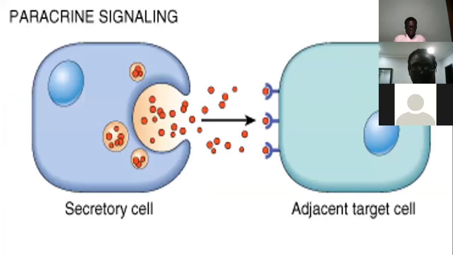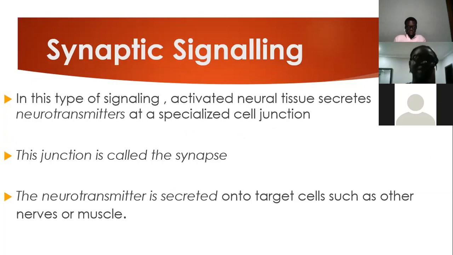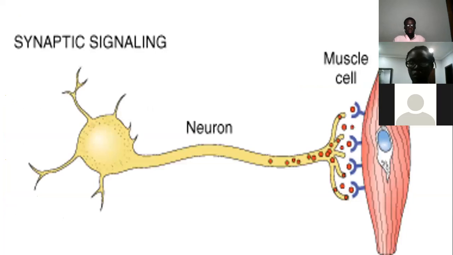Then we have synaptic signaling. That's like if you take the nerve endings or the neurons. The neurons will produce a neurotransmitter. The neurotransmitter will cross a synapse and then act on a muscle cell, which is distant from the neuron.